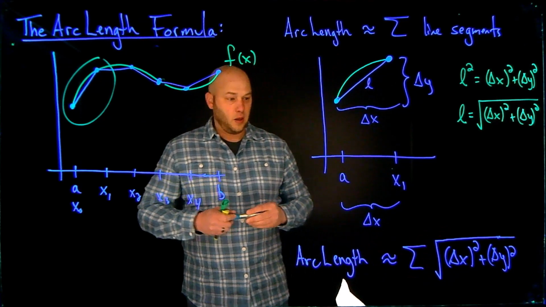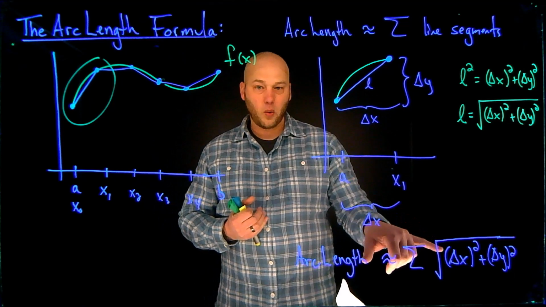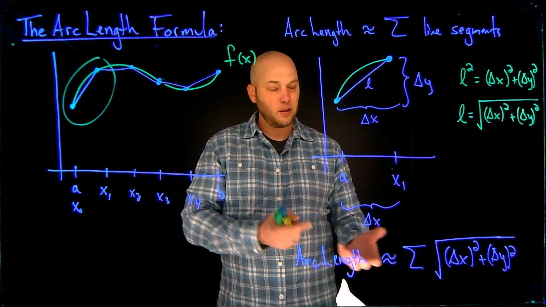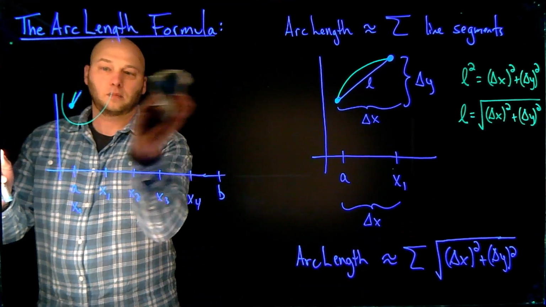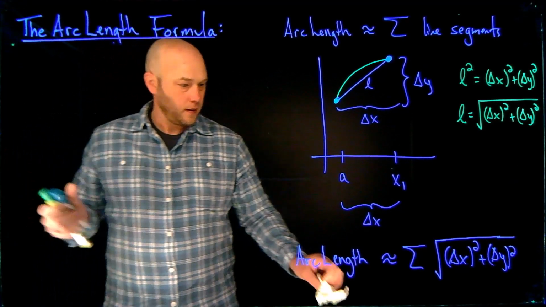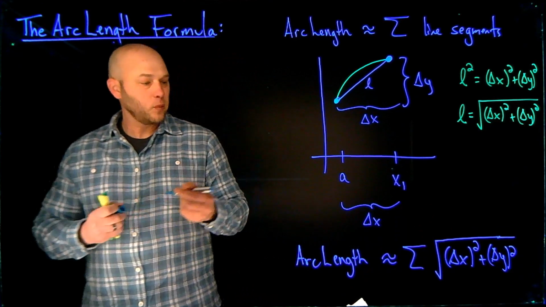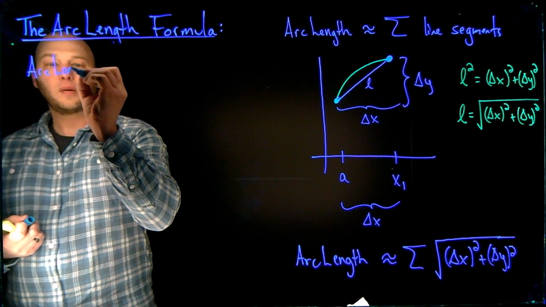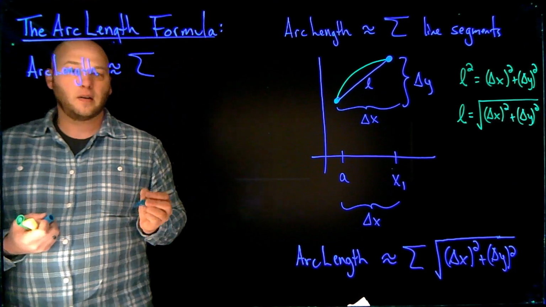Okay. Now what I'm going to do is clean this side up, and we're going to then work with this, because I want to create a formula for the exact arc length using this approximation. Well, first and foremost, let me manipulate this expression as follows. So arc length is approximately the sum, again, of each line segment.